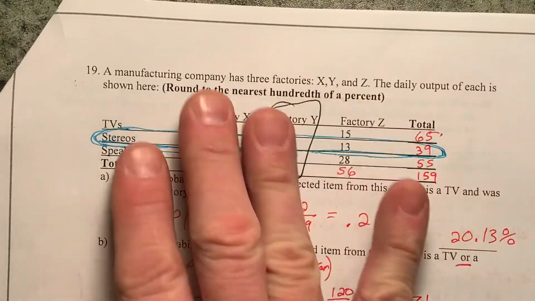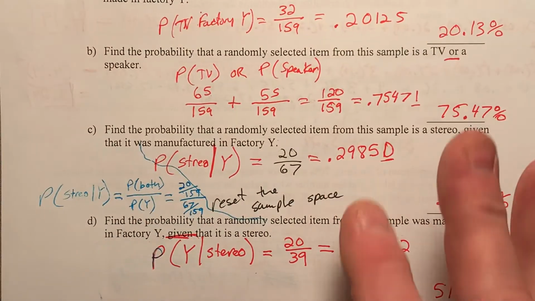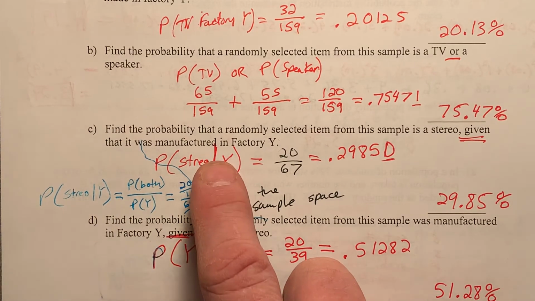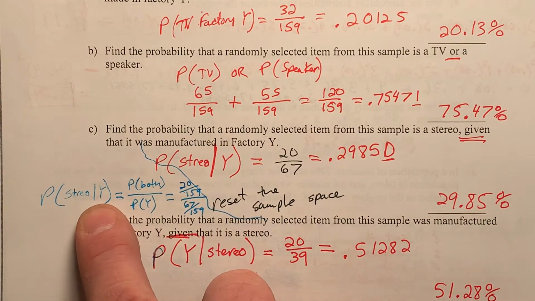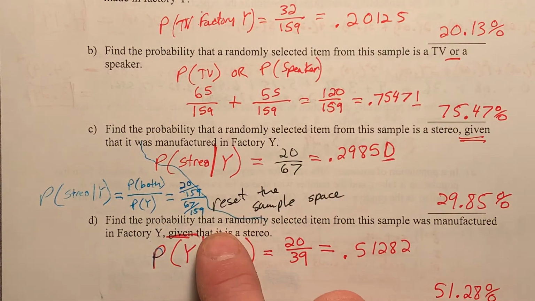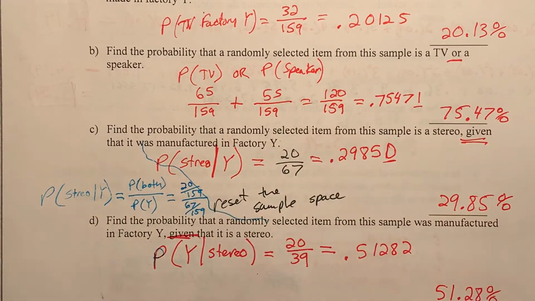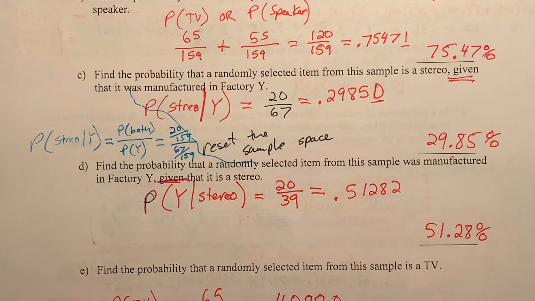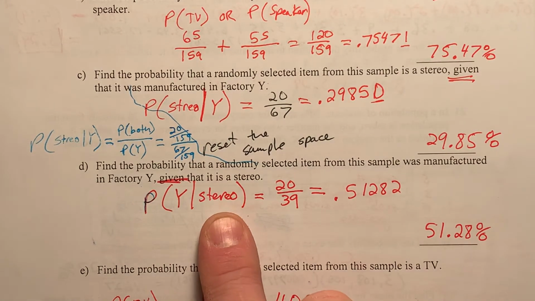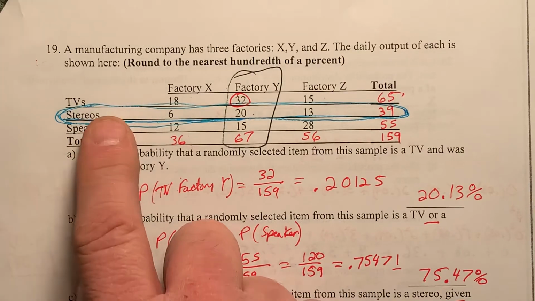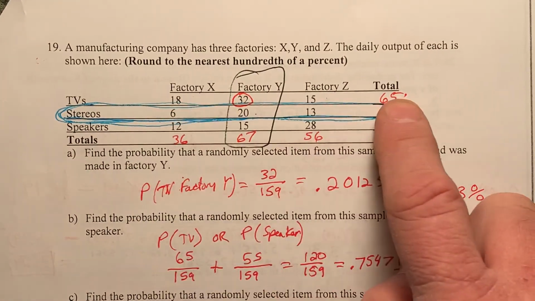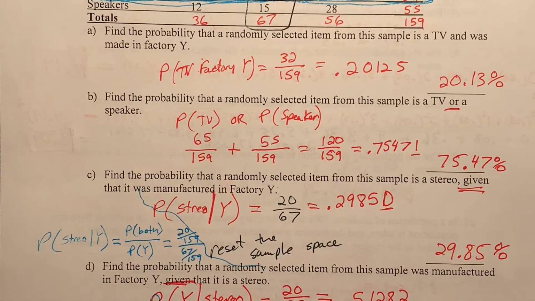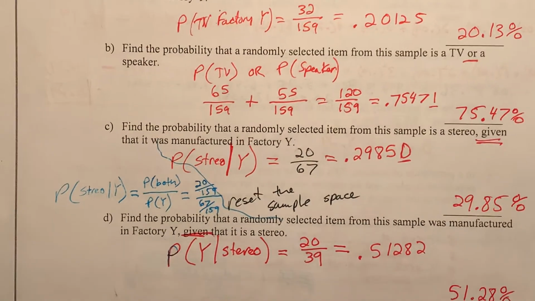We have the luxury of having the raw data, so we can reset the sample space. We could also do it mathematically, where you do the probability of both occurring, that's 20 159ths, divided by the probability of just Y, which is 67 159ths, and then the 159s cancel off, and you still end up with 20 67ths. All right. Probability Y, given it's a stereo. So again, we reset the sample space. Given it's a stereo, that's this row. That's 39 total. And stereos are 20 out of 39. So 51.28%.